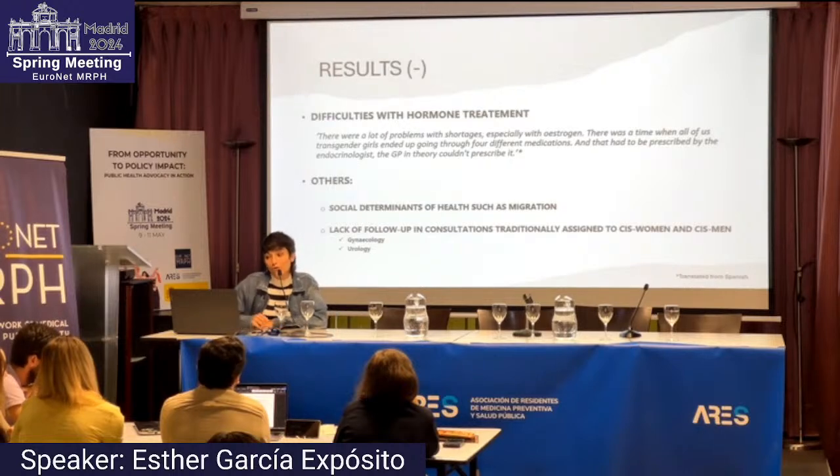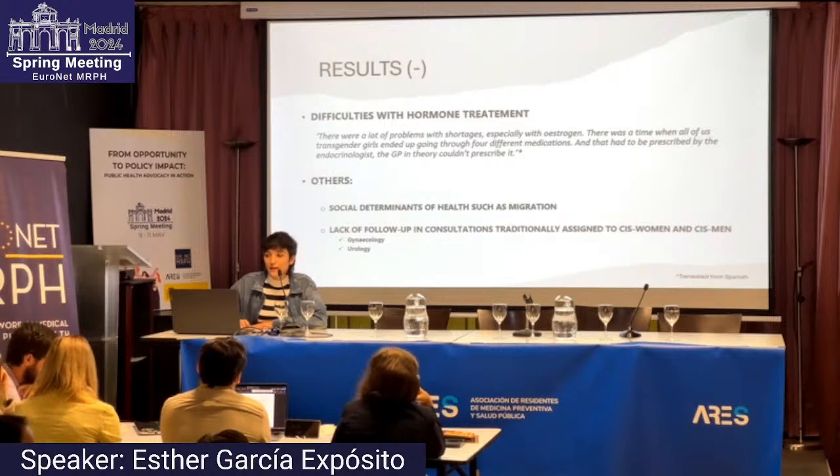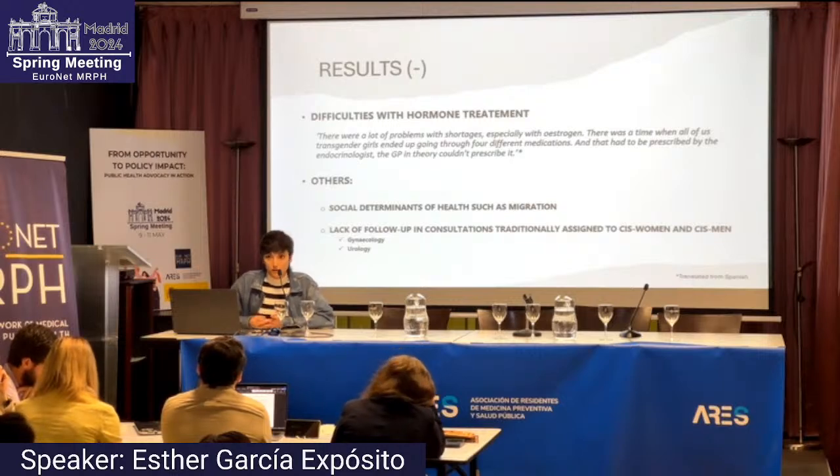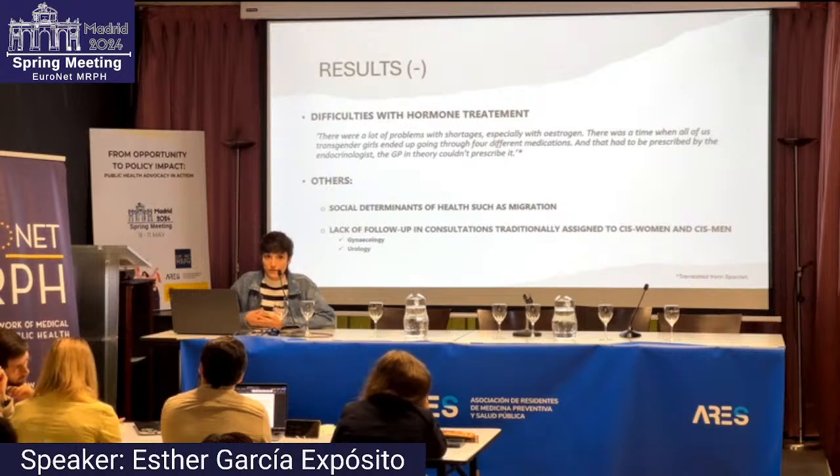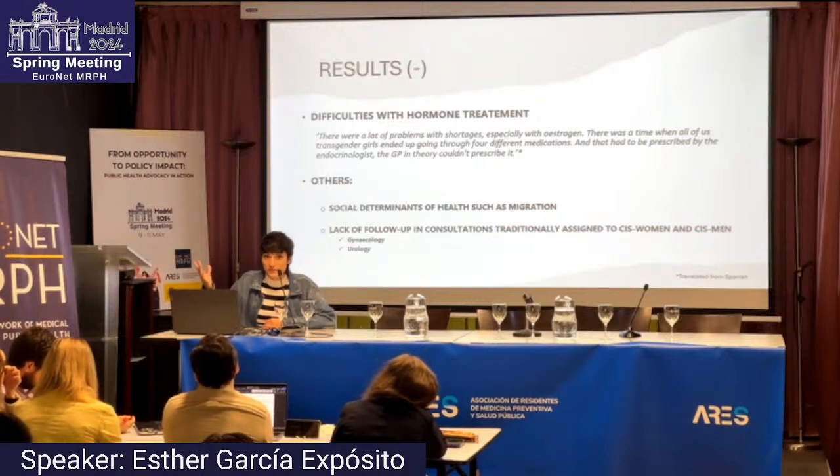And also the lack of follow-up in consultations traditionally assigned to cis women or cis men. For example, they talked about the emergency room: if a trans man goes and he is a person who has a uterus or ovaries, it's not contemplated that he can go to gynecology, or it isn't even thought about by the professionals.